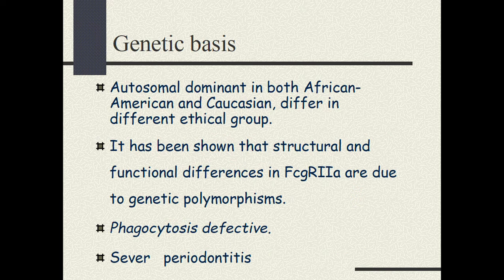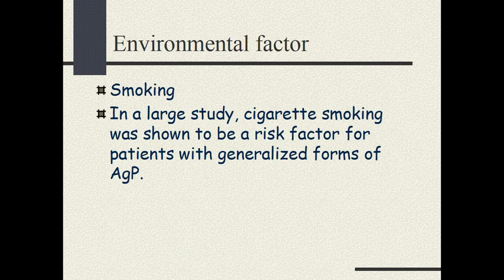Genetic basis: it is autosomal dominant in most of the cases and is associated with a receptor on the immunoglobulin, and it is due to genetic polymorphism, which is due to some mutations in the immunoglobulin receptor. Because of this, phagocytosis is defective in the neutrophils and macrophages, and because of the poor phagocytosis severe periodontitis will be there.